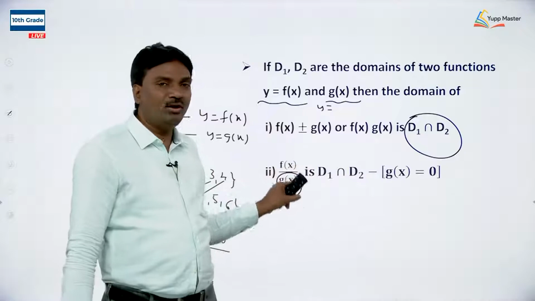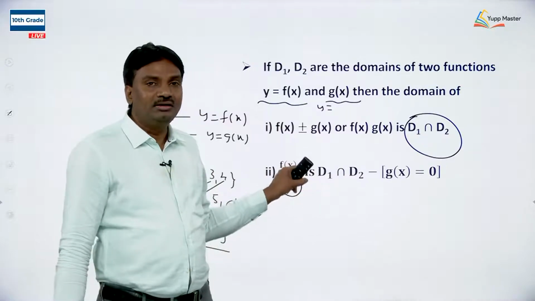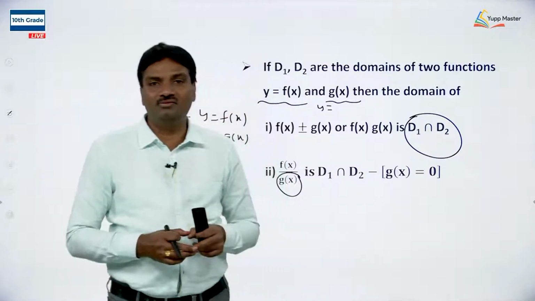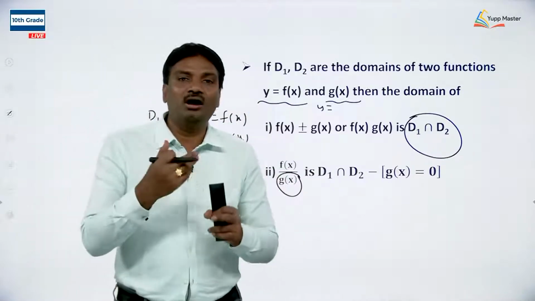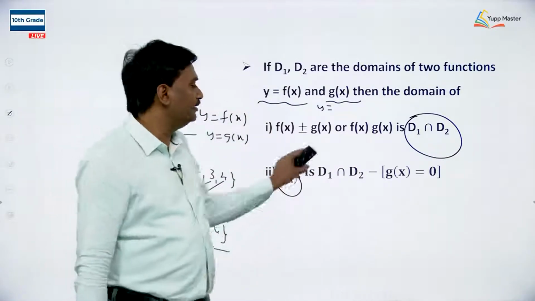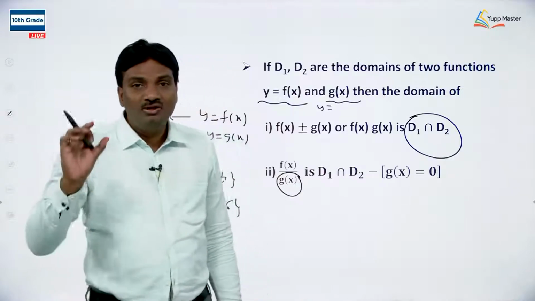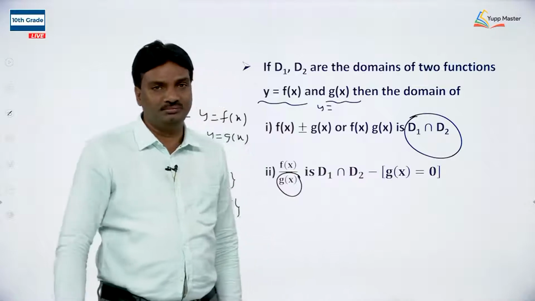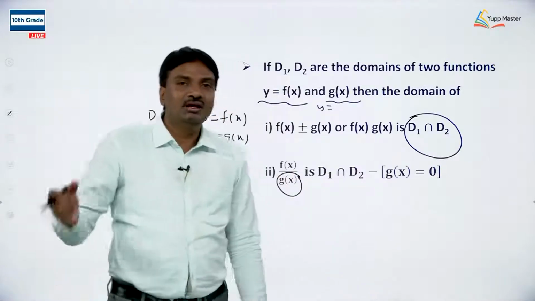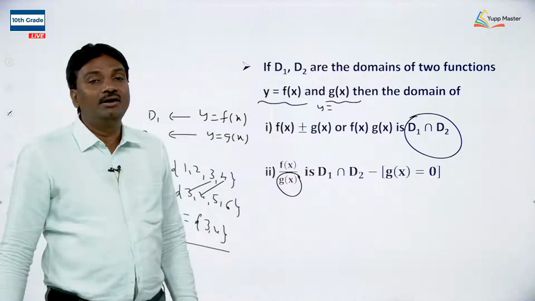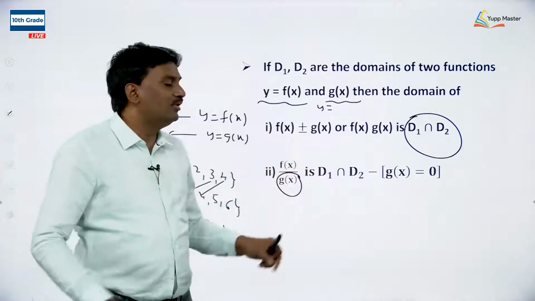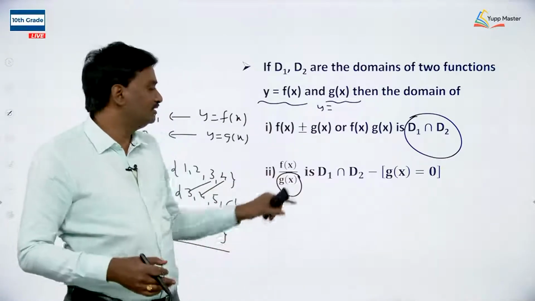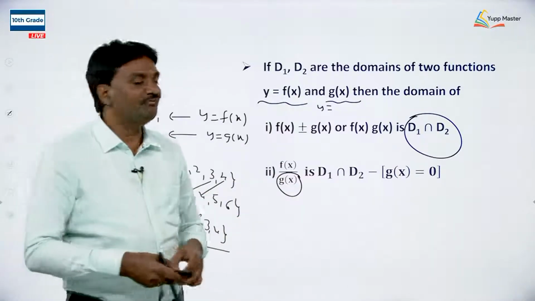So, find the domain of f of x and g of x. Take d1 as the domain of f of x and d2 as the domain of g of x. Find the common domain of those two functions by taking d1 intersection d2. From d1 intersection d2, subtract g of x equal to 0. Then finally, you will get the domain of the function f of x by g of x.